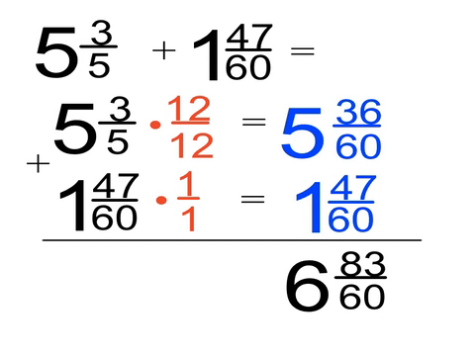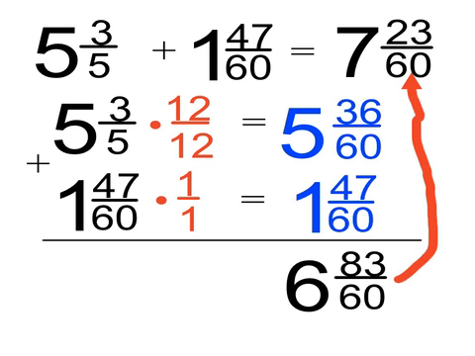We know that 60/60ths is equal to one whole number, and then we know that 83 take away 60 is 23, so we could rewrite 83/60ths as 1 and 23/60ths. I won't write that down because we can do that mentally. 1 and 23/60ths plus 6 is 7 and 23/60ths, and we write that up on the top, and that's our final answer to the problem 5 and 3/5 plus 1 and 47/60ths.